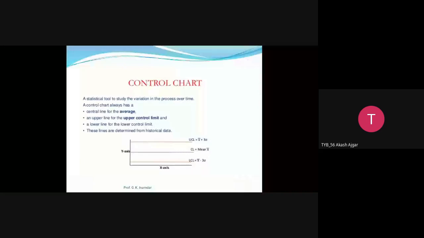It is a statistical tool to study the variation in the process over time. So we continue checking from time to time with this control chart, and we can easily identify defective parts through it. A control chart always has a center line for the average, an upper line for the upper control limit, and a lower line for the lower control limit, and these lines are determined from historical data. By using these three lines we can easily sort out our problems and major statistical data using the control chart.